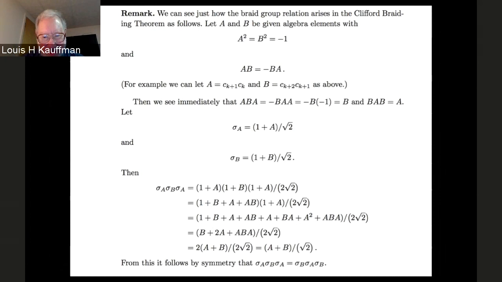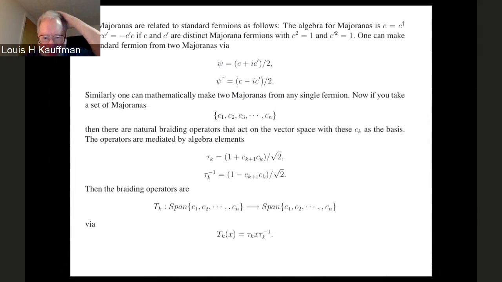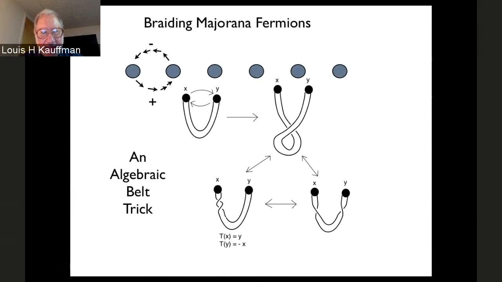But Ivanov did something very interesting. It's at the bottom of the slide. He said, we'll take those operators and we'll conjugate the algebra elements themselves. So he thinks of the particles as represented by the very algebra elements, C1 through Cn, and then we'll conjugate one by another and get a braiding representation that's simple. When you look at what happens to two of them that braid, one of them gets a minus sign. When you look at two that are far apart, they don't braid in his representation. So it's a very simple braiding representation.